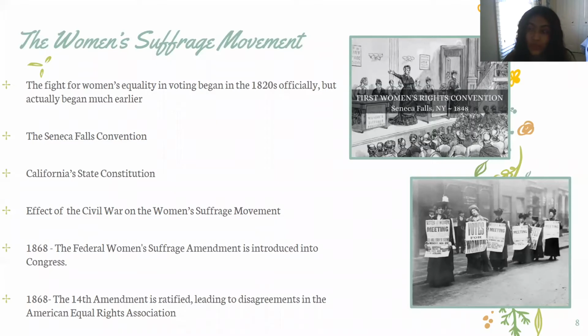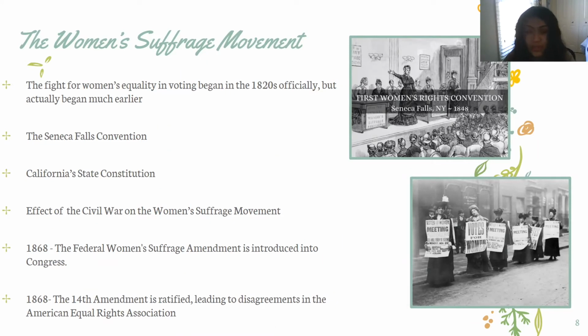The women's suffrage movement began in the 1820s and 30s officially, but started as early as the 1700s. The Seneca Falls Convention of 1848 consisted of a gathering formed by a group of abolitionist activists in Seneca Falls, New York, to have a discussion on what rights women should have. In 1849, the women's suffrage movement had made some progress, as the first state constitution passed in California had extended the right to property to all women in the state.